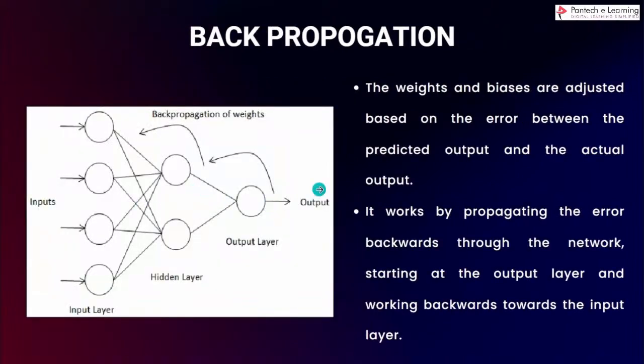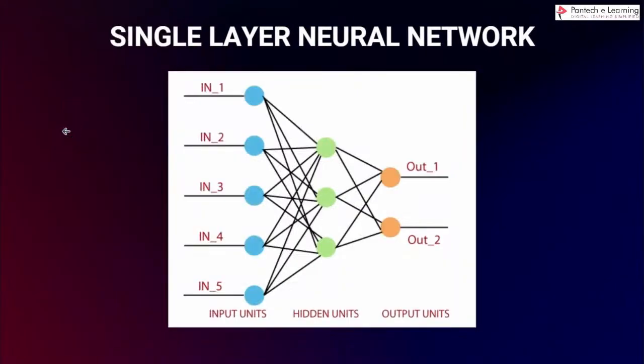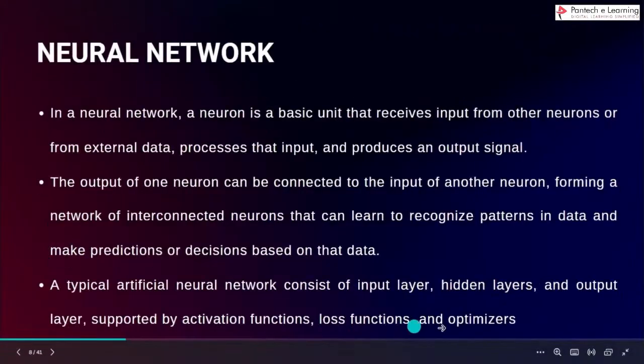So we are saying that through back propagation the weights are adjusted. How is it adjusted? It is adjusted with the help of an optimizer. For example, here also we have seen the term optimizers. Now you can read this line and it will make sense. A typical artificial neural network consists of an input layer, hidden layers and finally an output layer, supported by an activation function, a loss function for calculating the loss, and optimizers for updating the weights.